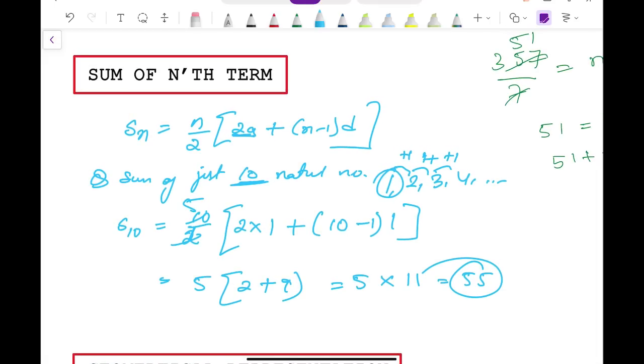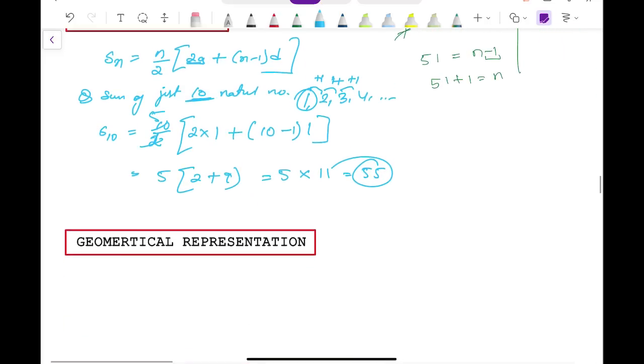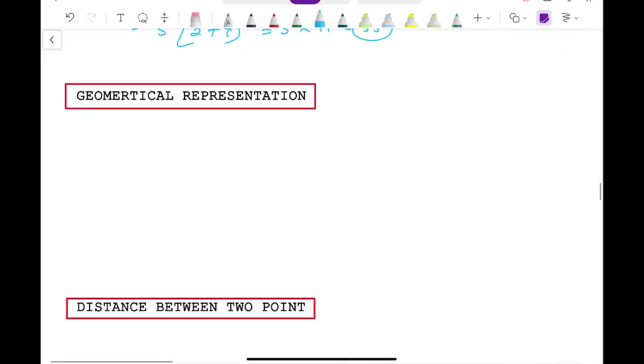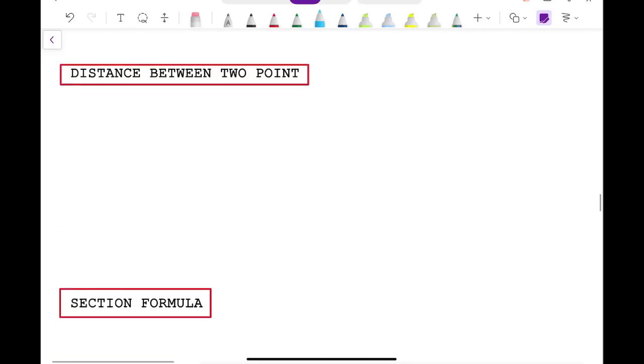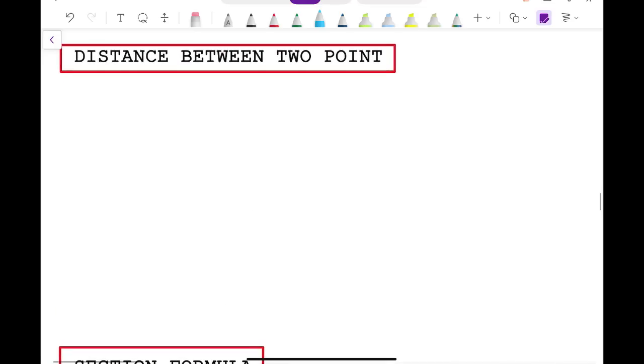Okay. The next is what? Geometrical representation. I've discussed this geometrical representation, the one that I've discussed, root. How many roots are there in the equation? How many roots are there in this equation? There's 1, 2, 3, like that. So that is root. So when we talk about distance between 2 points, the distance between 2 points formula is this: root over x2 minus x1 whole square plus y2 minus y1 whole square.